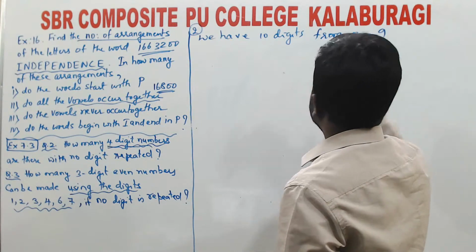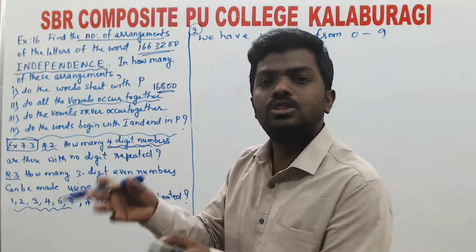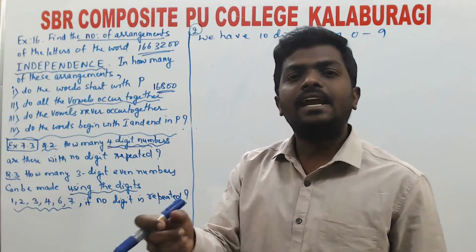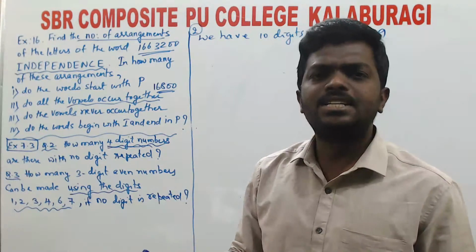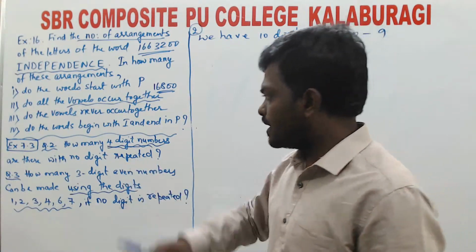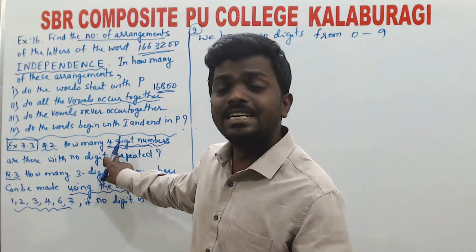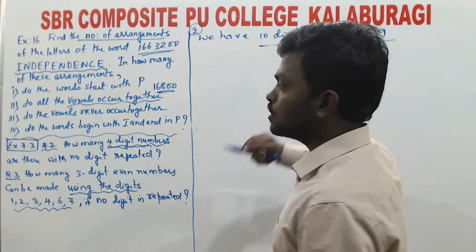So it's from 0 to 9, right? So using 0, 1, 2, 3, 4, 5, 6, 7, 8, 9, using these digits only, we can make any digit number: 2-digit number, 3-digit number, 4-digit number, 5-digit number, right? So when they don't give which digits we need to use to solve, just take the general digits 0 to 9.